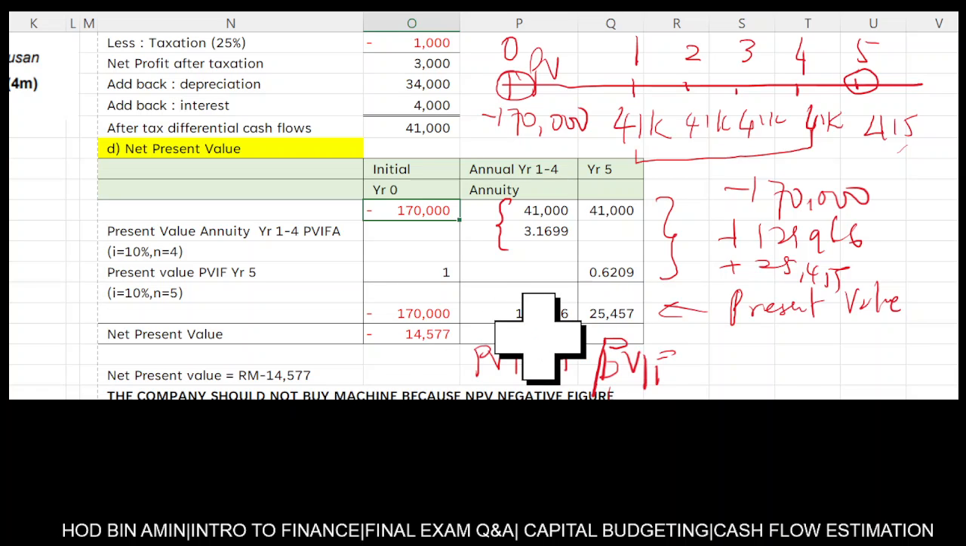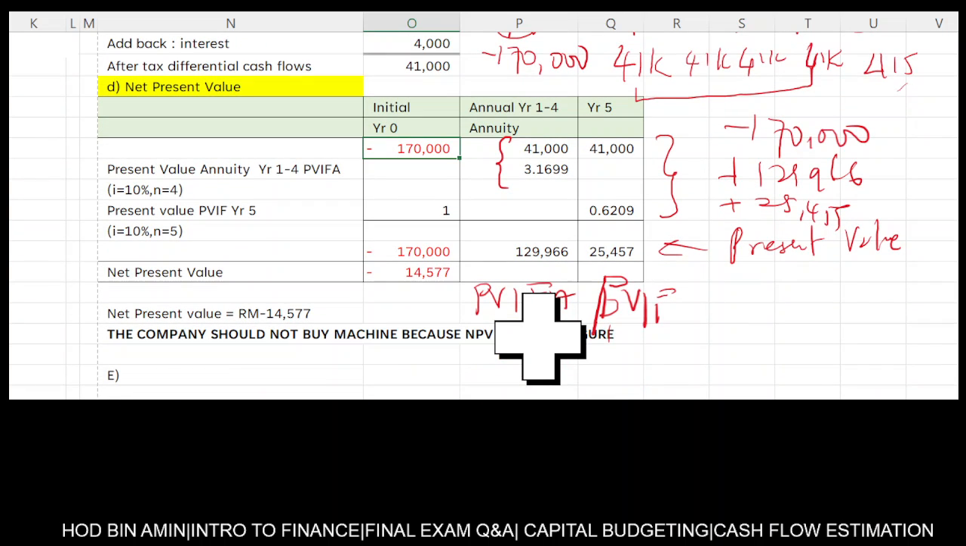That means this is what we call NPV is negative. If it is positive, you should buy the machine. But if the net present value is negative, then you should not buy because of some sort of loss from buying the new machine.